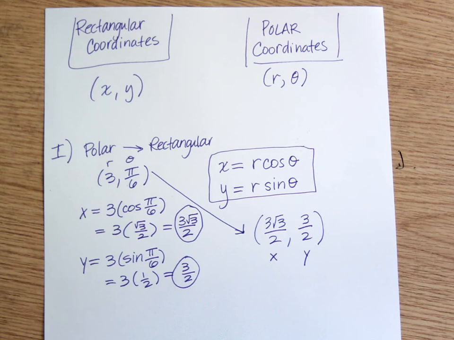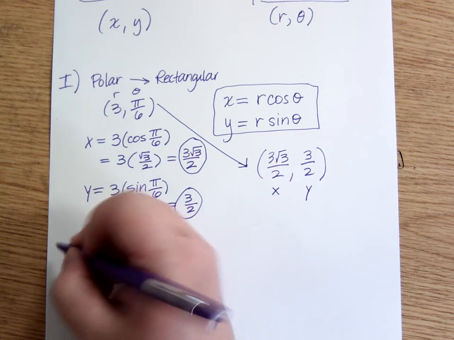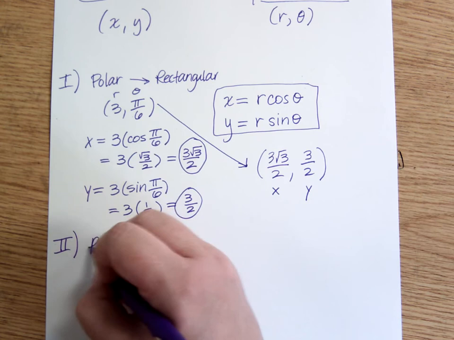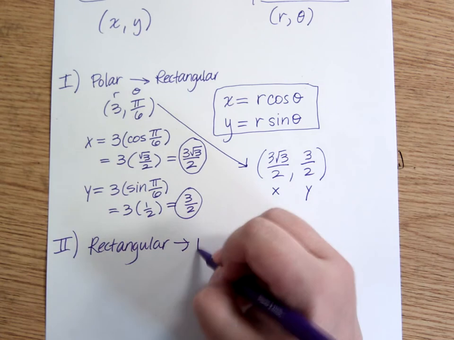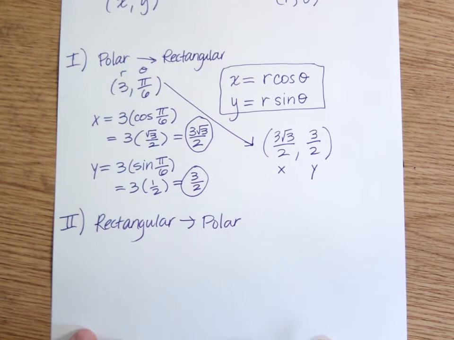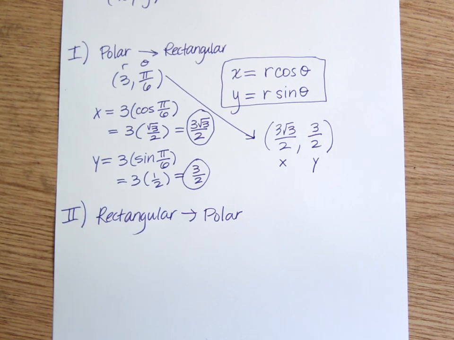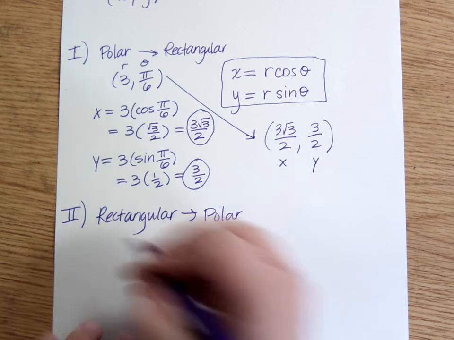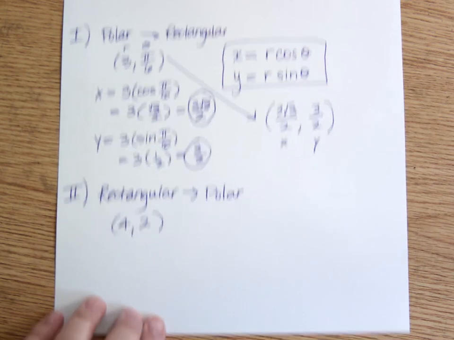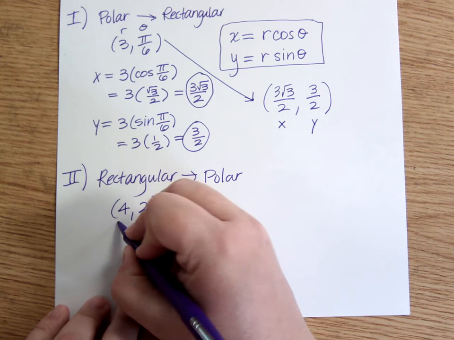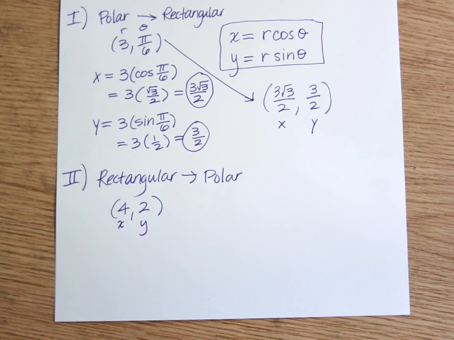Okay, so let's go the other way. If we want to go from rectangular to polar, we are going to start out with our rectangular coordinates. Suppose it's, let's say, just (4, 2). Okay. So the point (4, 2) is in rectangular coordinates, and if I want to put this in polar coordinates, here's what I need to use.